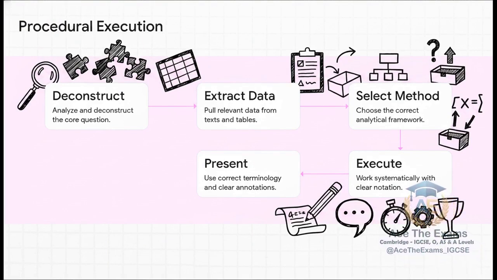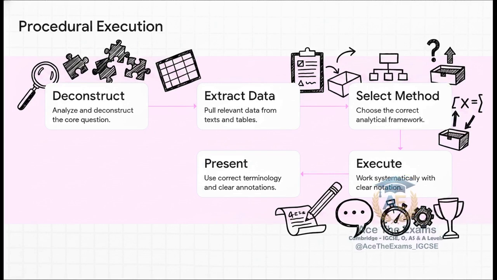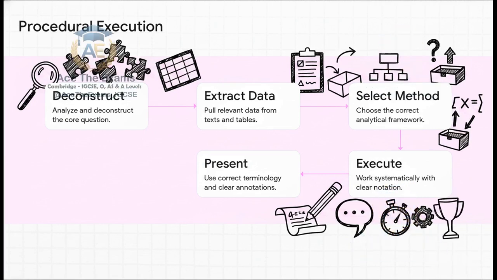By systematically following these 5 steps, you ensure absolutely no method marks are left on the table. First, deconstruct the question. What exactly are they asking you to find? Second, extract the relevant data from the text and tables. Third, select your analytical framework. Like, are you integrating to find a probability, or are you setting an integral equal to 1 to solve for a missing constant? Fourth, execute with crystal clear notation. And fifth, present your findings with the correct terminology using proper headings.